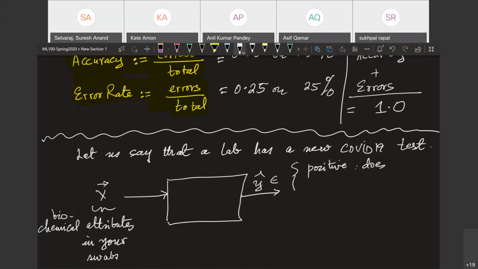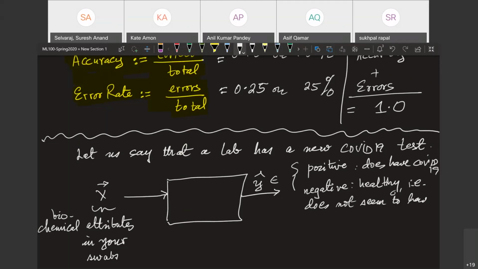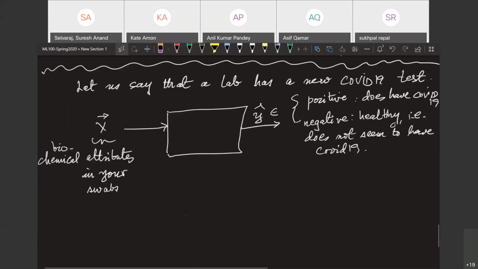Positive means does have COVID-19, or negative, healthy, i.e., does not seem to have COVID-19. So this is a prediction. There's no lab test that is 100%. Every lab test is like a machine learning classifier of sorts.